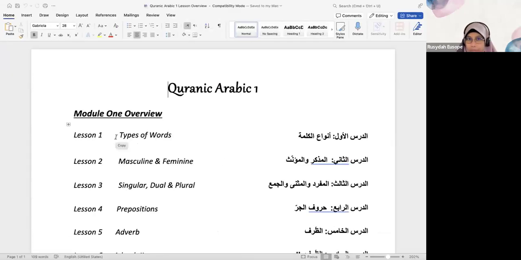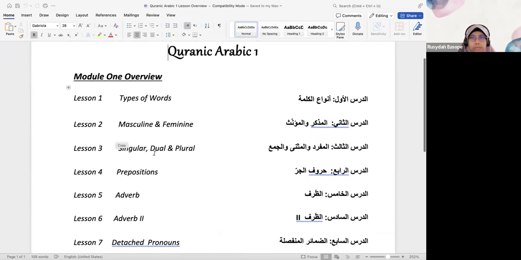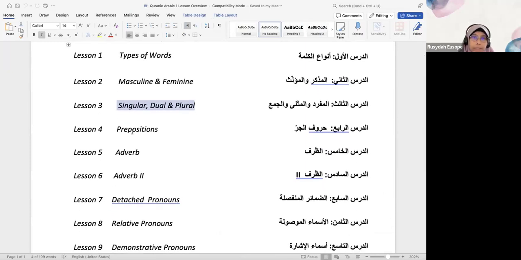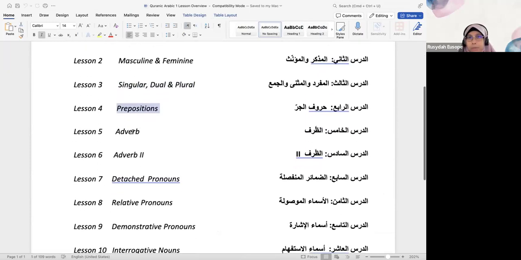Today's lesson, we will be covering the different types of words in Arabic. I mentioned a bit just now about isim, fi'il, and harf. How do you identify them? What are the signs and so on. And then lesson 2 on gender, masculine and feminine. Lesson 3, mufrad, muthanna, jama', singular, dual, and plural. How do you identify the words? And then lesson 4, prepositions. Huruful jar in Arabic, what are the prepositions and their meanings. Lesson 5 and 6, adverbs. Because we have quite a number of adverbs, we break it into 2 lessons.